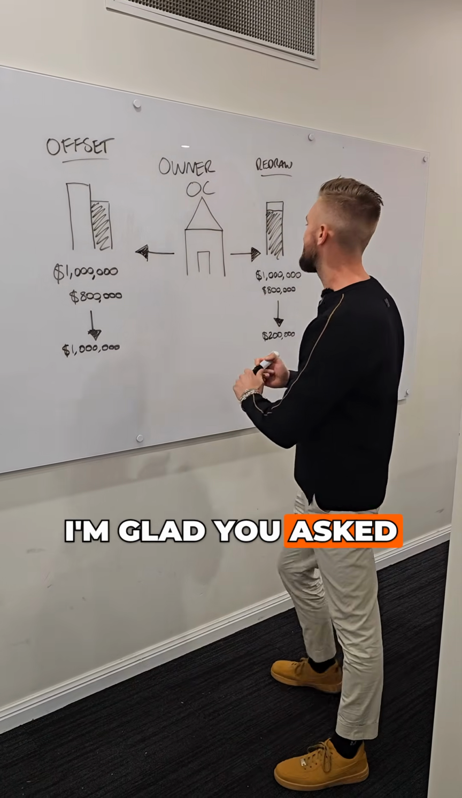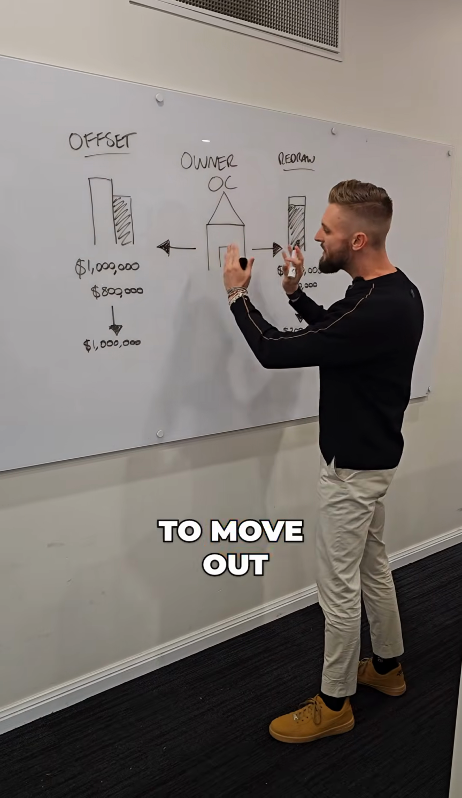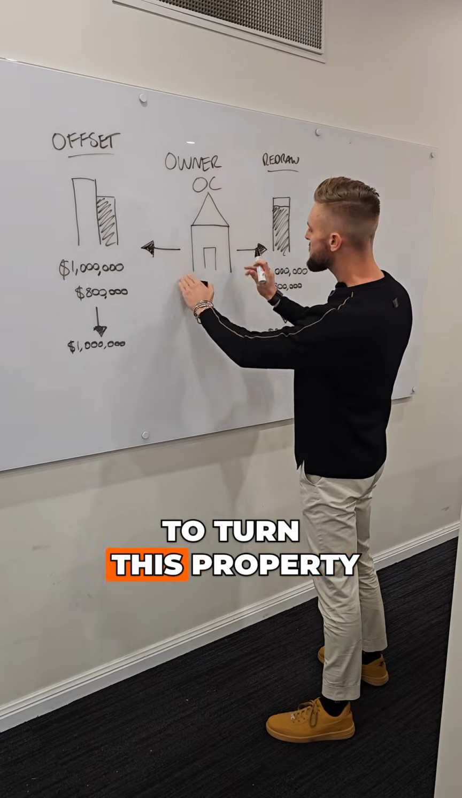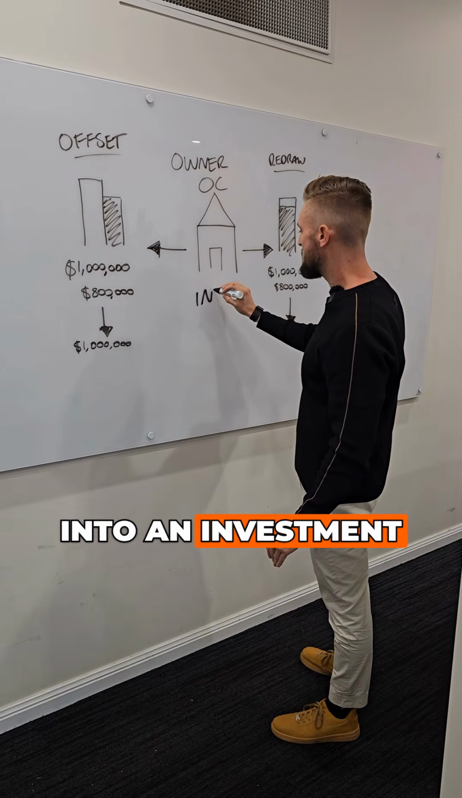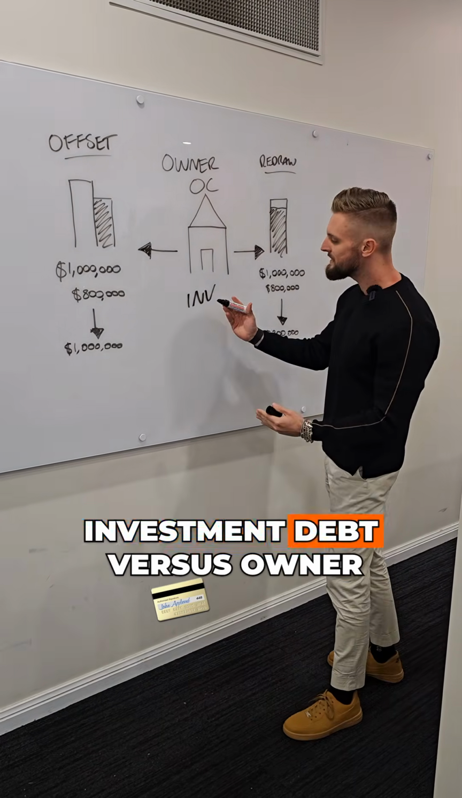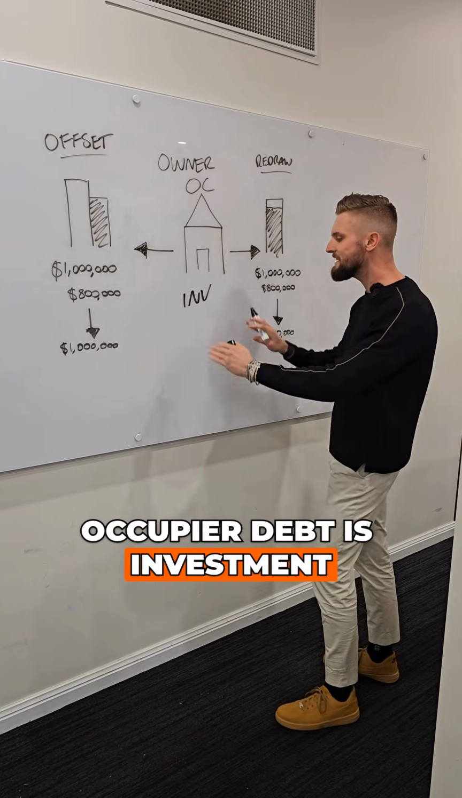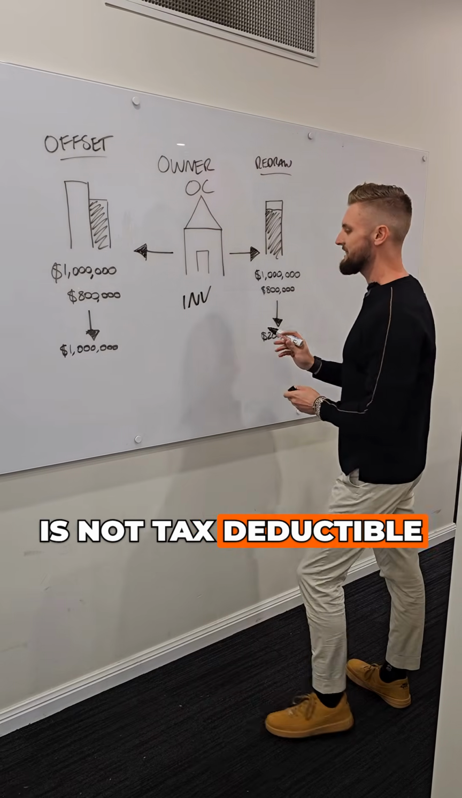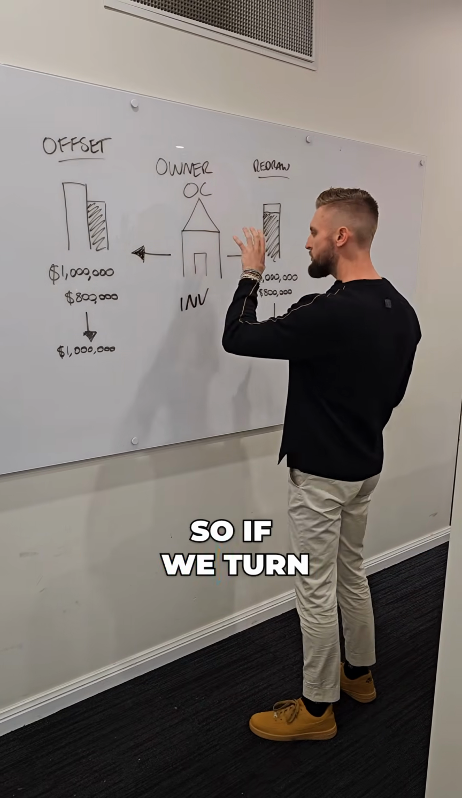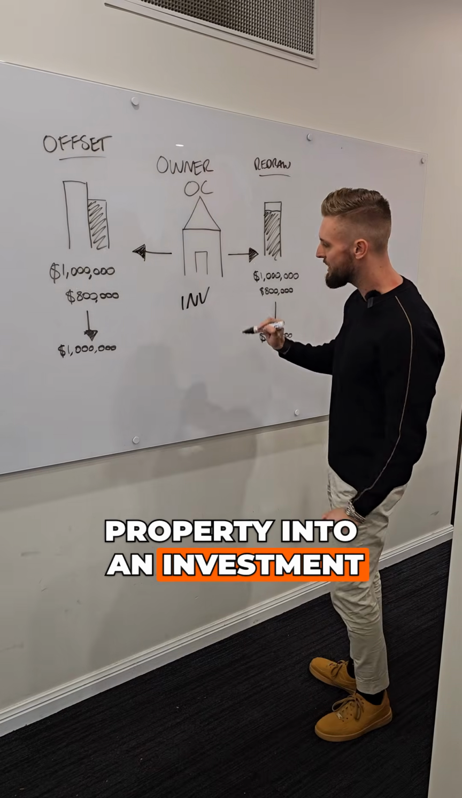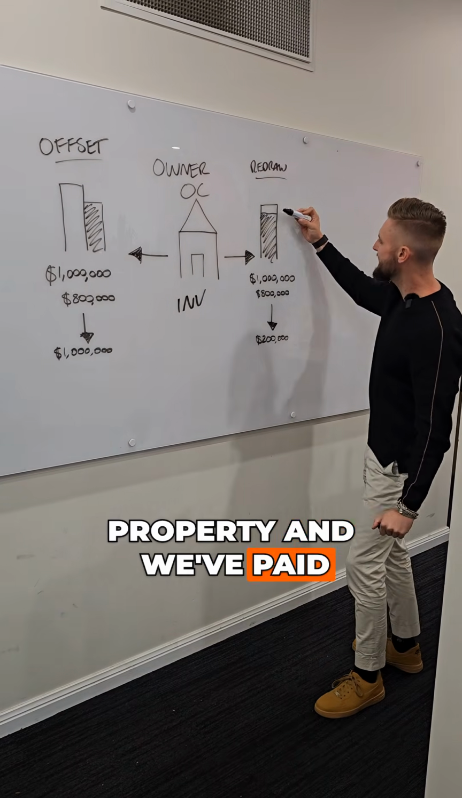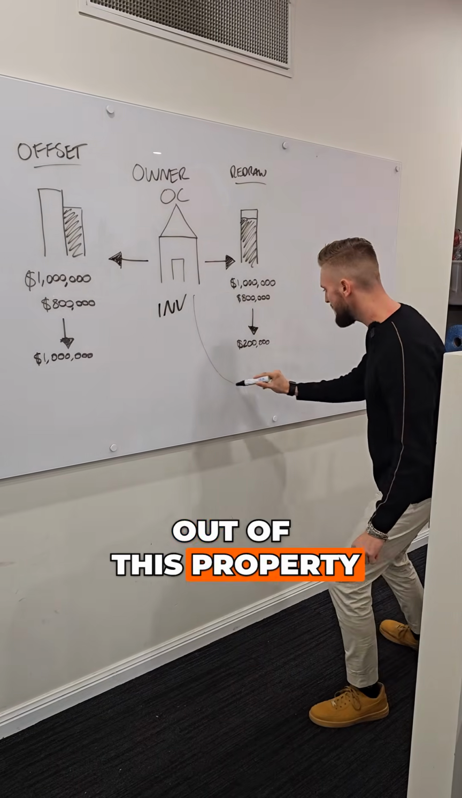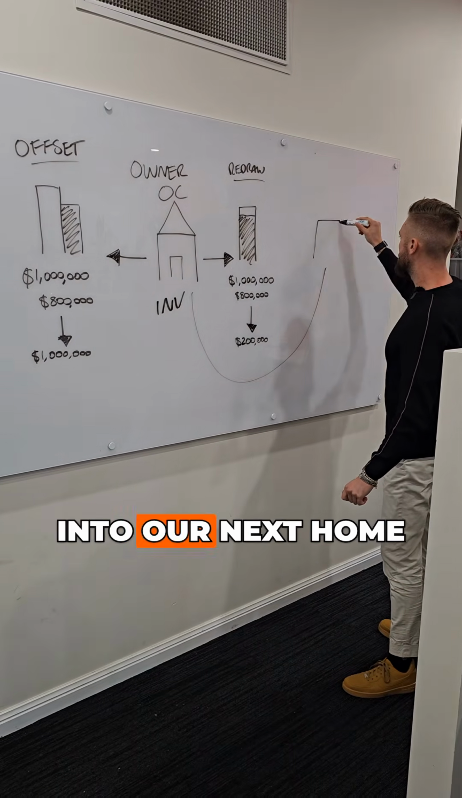I'm glad you asked. So the difference is, if you want to move out of this property and go and buy another owner-occupier property, and you want to turn this property into an investment, what we know about investment debt versus owner-occupier debt is investment debt is tax deductible and owner-occupier debt is not tax deductible. So if we turn our current owner-occupier property into an investment property and we've paid down our debt, what will happen is we will move out of this property into our next home.